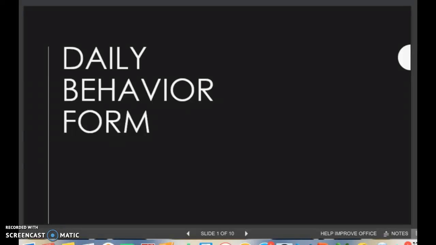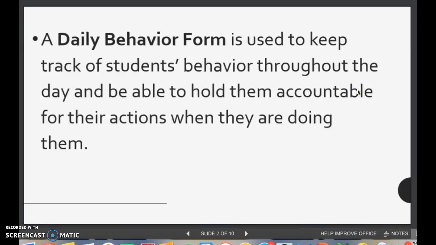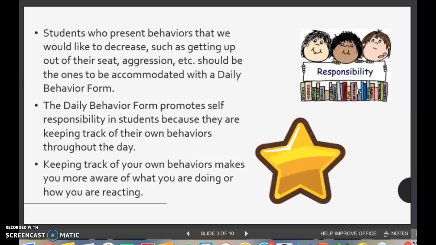So for the best practice, I had the daily behavior form, and the daily behavior form is used to keep track of a student's behavior, either through a whole day or through a class period. And it just makes them accountable for their actions. So it can be used to increase a behavior or decrease a behavior. So it can be used for either.